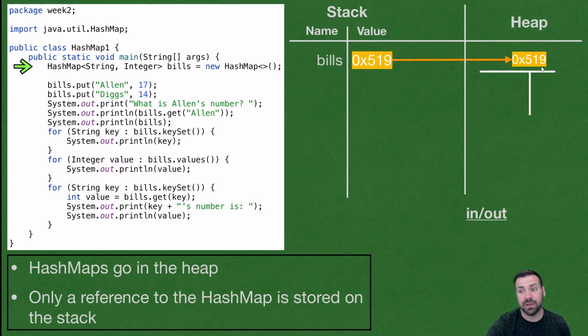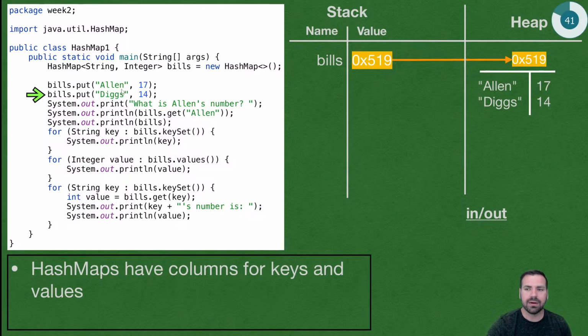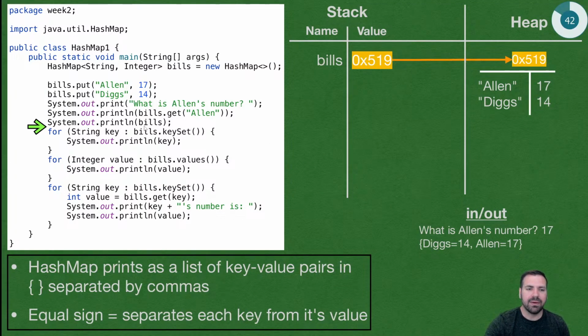I was feeling 519 when I made this slide. So 519 is the value that's stored in our variable. And that's a reference that tells us how to get to this hash map. And when we put our key value pairs in there, we're going to get our keys mapping to our values. Key to value. And then when we get a value, we're going to get the value at a key.